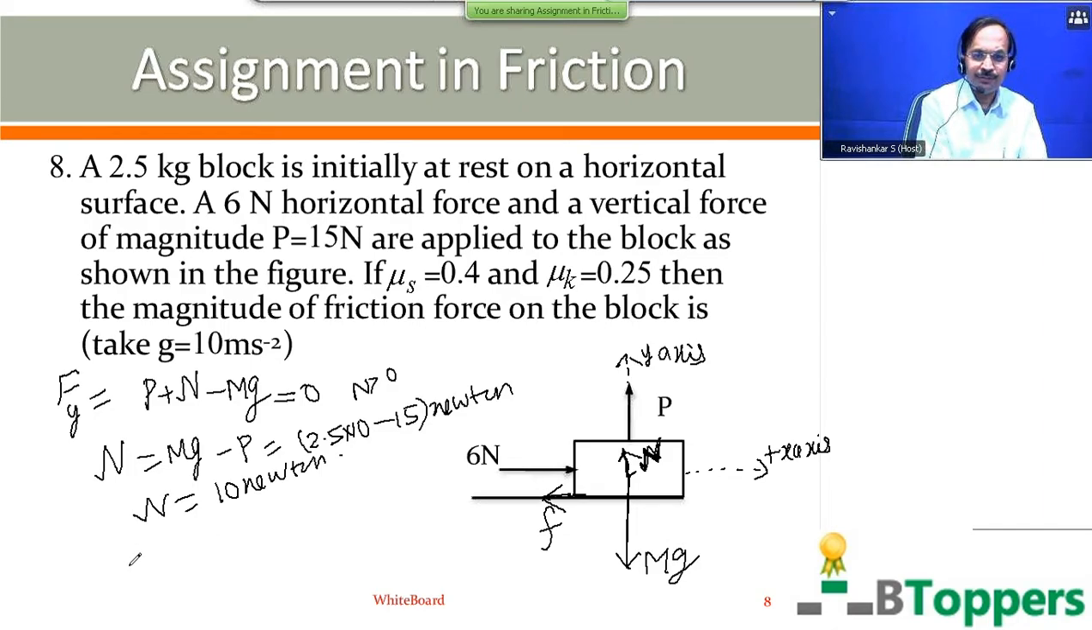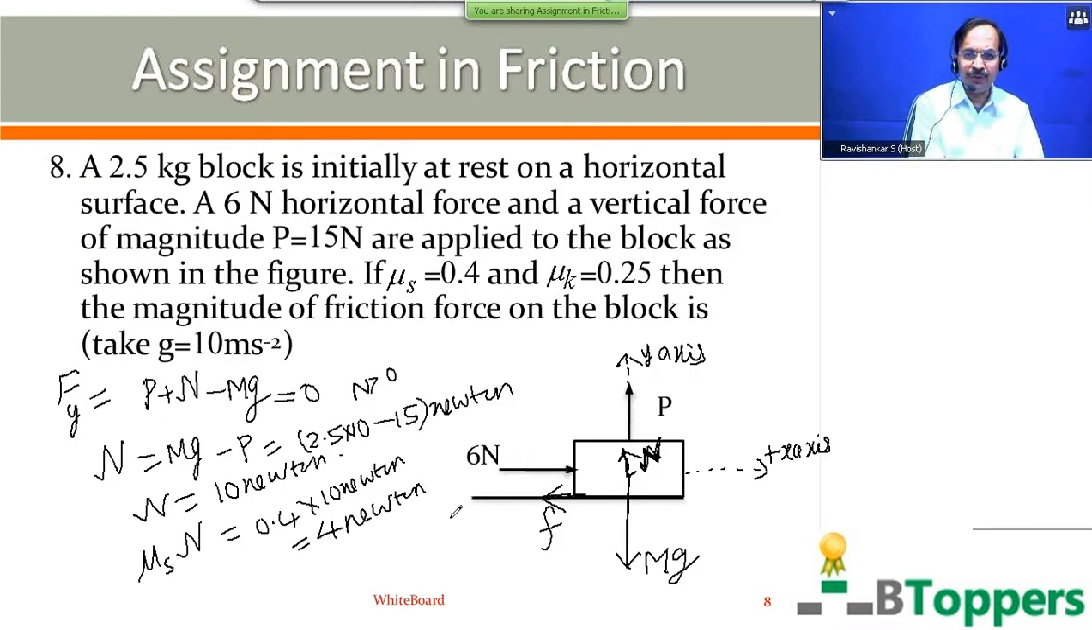So the magnitude of limiting friction is mu s into N. Here mu s is 0.4. The magnitude of normal reaction is 10 newtons. So the magnitude of limiting friction will be 4 newtons. If the body is initially at rest, it starts moving when the magnitude of the horizontal force applied is more than the limiting friction.